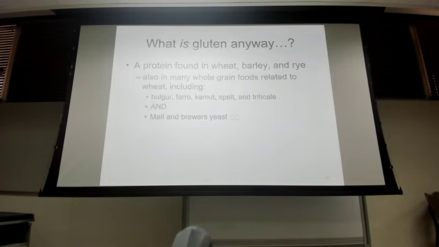So what is gluten? What is it? Anybody? Yeah, it's on the slide, right. It's a protein in wheat, barley, rye, grains. There are a few there that I have never heard of, but bulgur, farro, kamut, spelt, triticale, malt, and brewer's yeast as well.